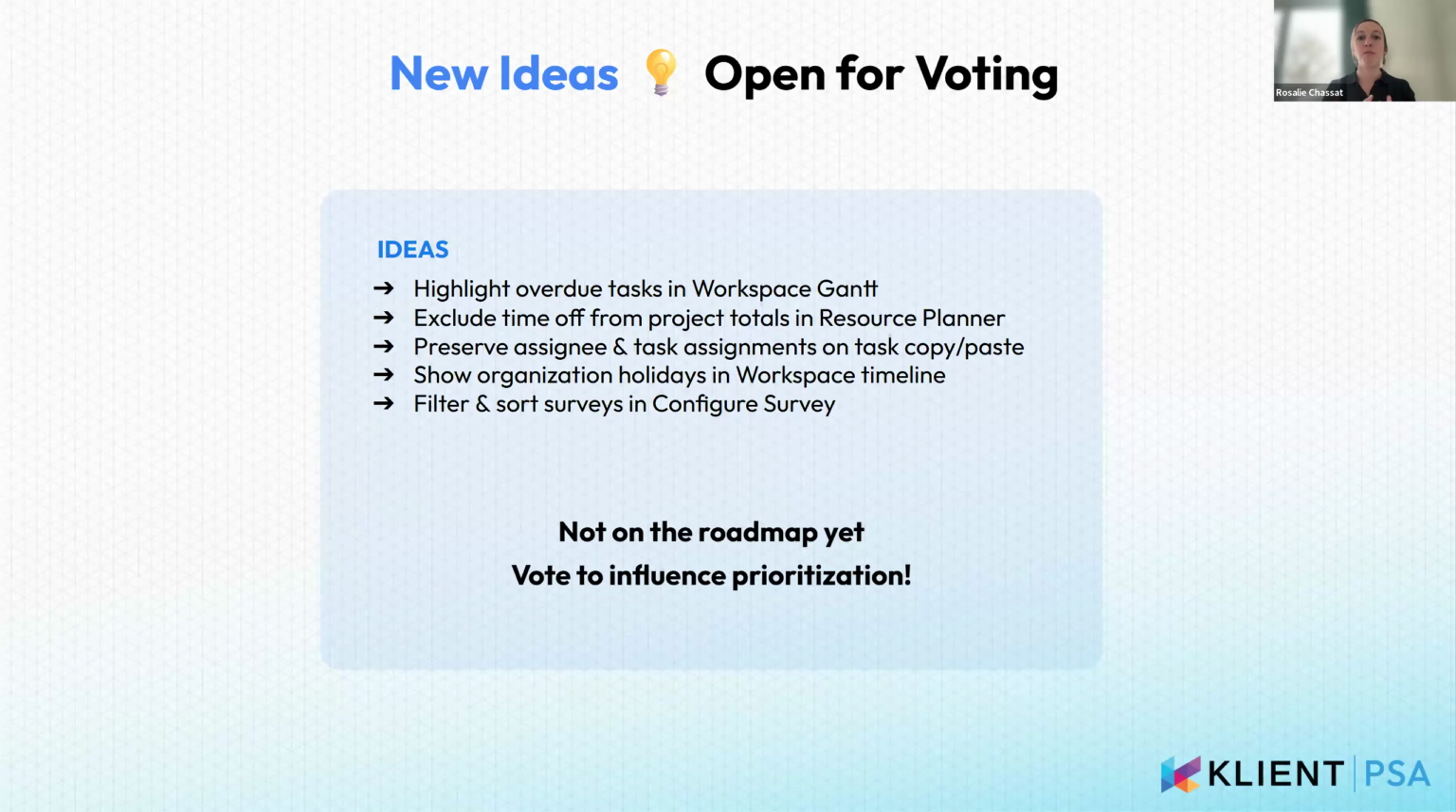We also added a request to improve the task copy paste, so that the assignee and task assignment are preserved automatically when you're copying tasks. We released the copy paste a couple of versions ago, and it's copying everything but that. So if you want that, this is one you can vote for. And there's another one around holiday visibility in the workspace timeline that we had questions about. Right now in the workspace, you don't see anything about holidays. This is something we could develop if there are enough votes for it.